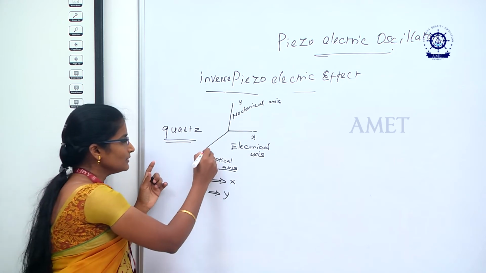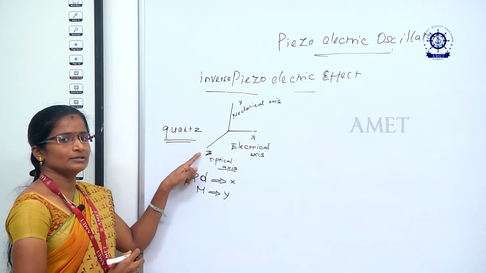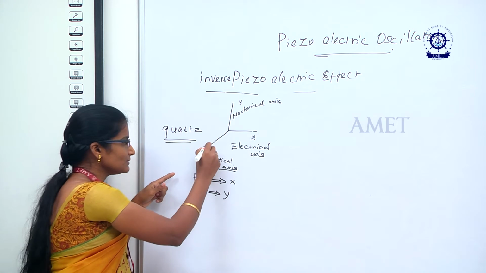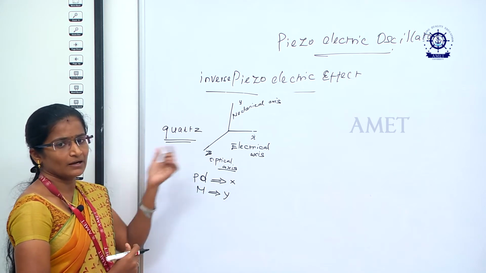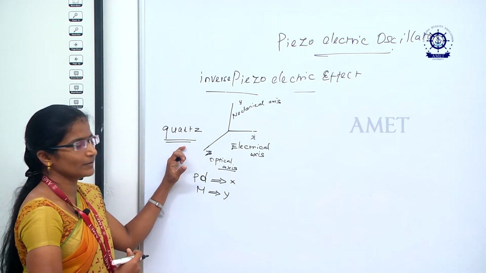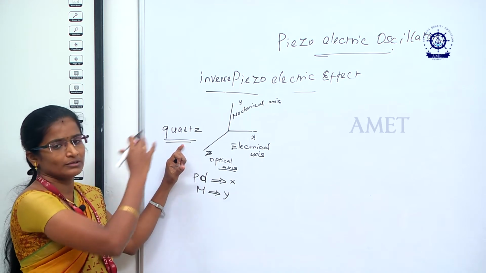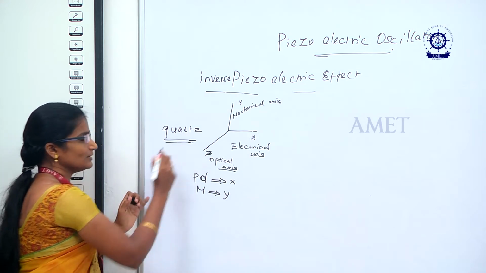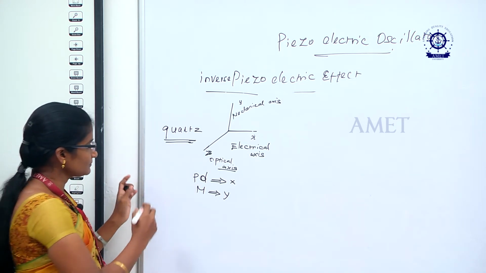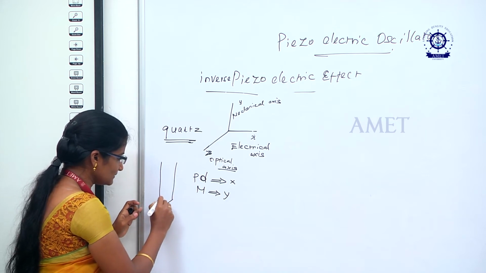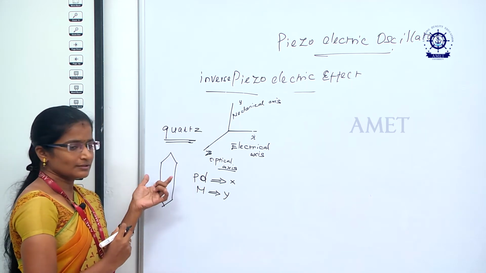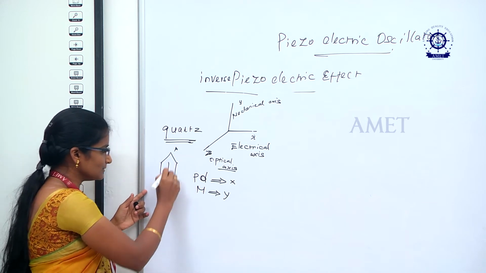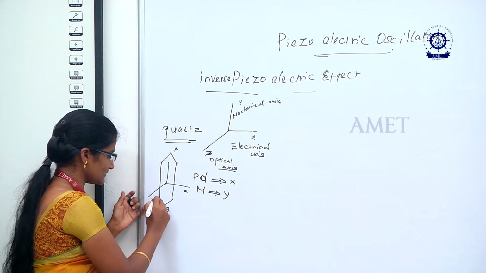At that time the Z axis produces the ultrasonic waves. This is called the optical axis. Only in this axis do we obtain the ultrasonic waves. So this is the basic principle, and based on it the piezoelectric oscillator works. This quartz crystal is called the piezoelectric crystal. The crystal has a hexagonal shape, with A and B ends, and has the axes X, Y and Z.